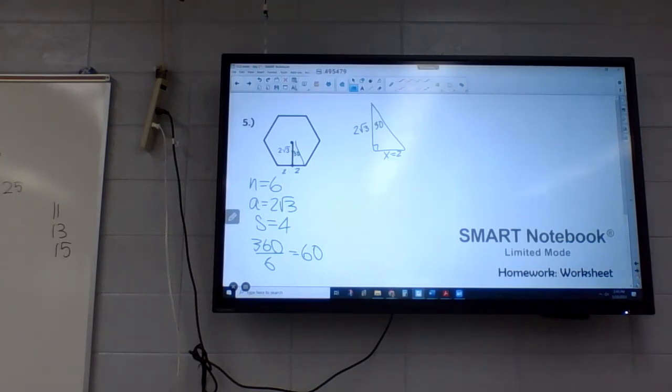Okay? So for this worksheet, the front side is all from yesterday. This is all where they give you all the information you need. The back side is where you have to start using some tricks.